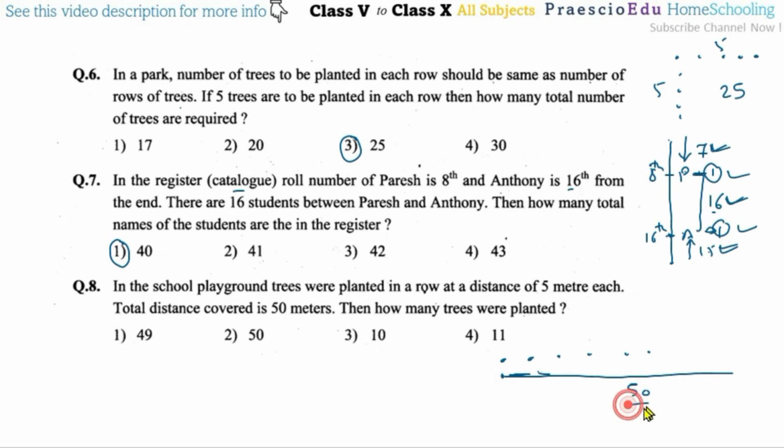So 50 divided by 5 gives 10. These are the interval distances, 10 of them, but from the starting, 10 is counted, and at the end 1 more tree is there. After the last 5 meters there is an end with 1 tree, so that 1 we have to add. So 10 plus 1 is equal to 11. So option number 4 is the correct one.